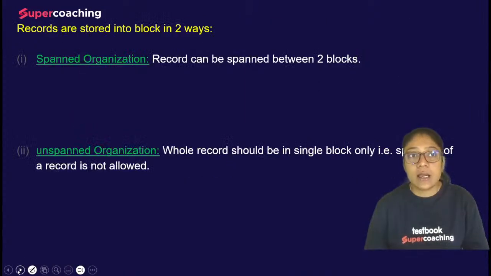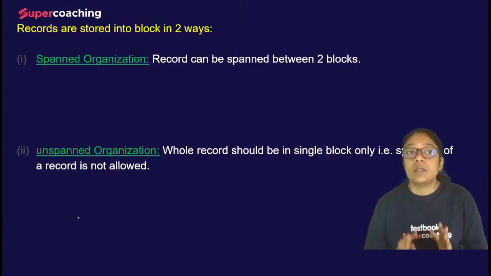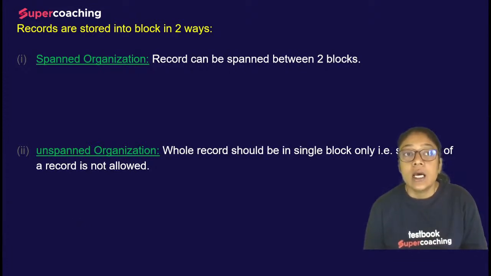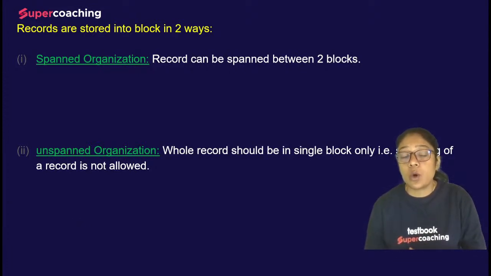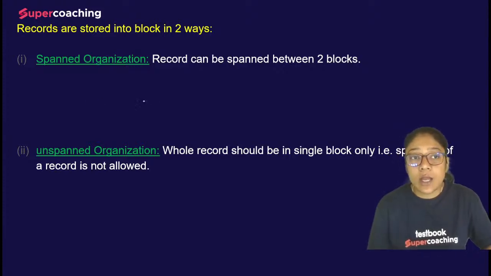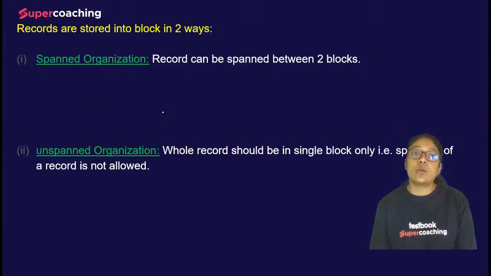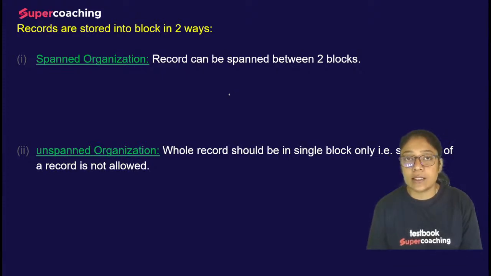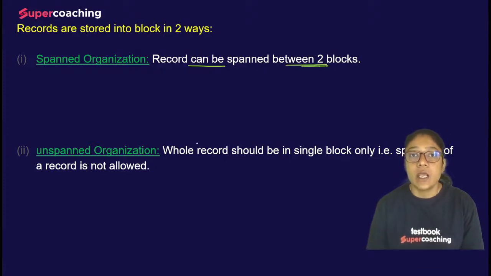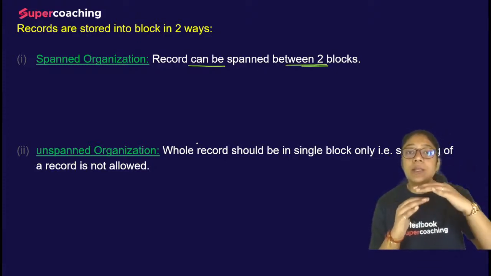So this is the introduction. Now, this is a good point. Records are stored into the blocks in two ways. One is known as the spanned organization and the other one is known as the unspanned organization. Spanned organization means the record can be spanned between two blocks. दो blocks में span करना means divide करना.